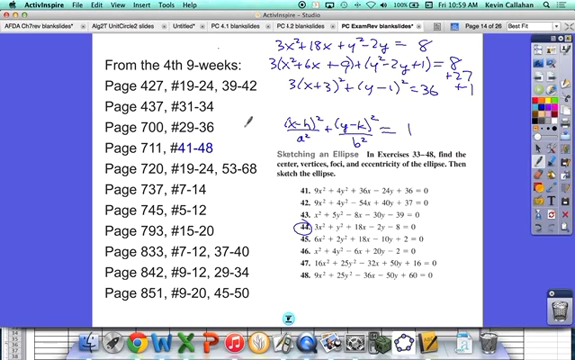Now that's not quite in this form, so what do I have to do now? Divide by 36, right? To make the 1 there, divide by 36. But since there's a 3 there, that'll be (x plus 3) squared over 12 plus (y minus 1) squared over 36 equals 1. I don't remember the question exactly, but it'll be something like, find the vertices, find the foci, find the center. Well, you can't really tell that until you put it into that form. So remember how to complete the square on that.